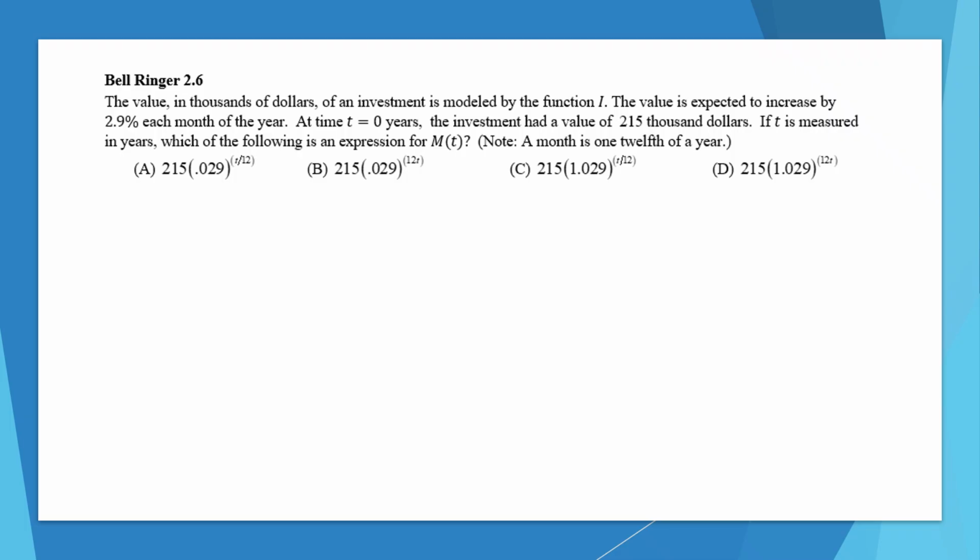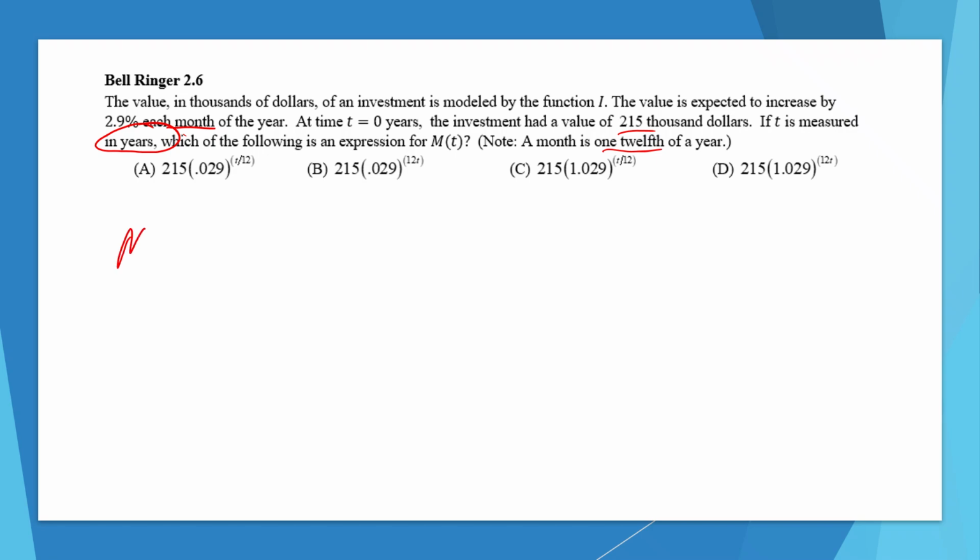All right, so pause the video now and try the bell ringer on your own because I am about to go over the answer. The value in thousands of dollars of an investment is modeled by function M. It increases 2.9% each month of the year. The initial investment was $215,000. If t is measured in years, though, which of the following could be an expression for M of t? Know that there's 12 months in a year.